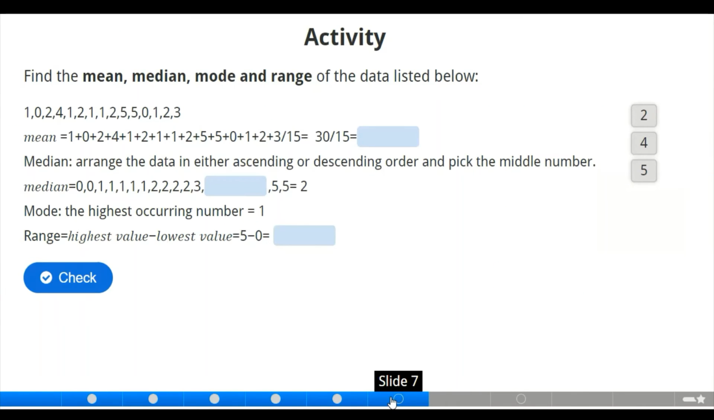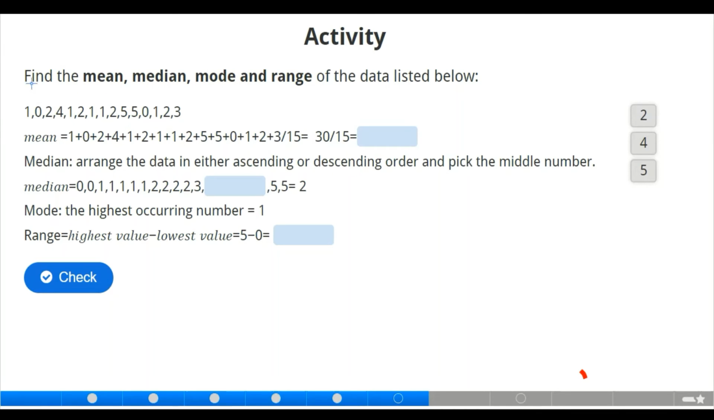Now let's look at the activities that we have here. We are going to be solving this together. That's the data set that has been given to us: 1, 0, 3, 4, 1, 2, 1, 2, 5, 5, 0, 1, 2, 3. First and foremost, we have to find the mean, the median, the mode, and the range of this data set. We are going to be doing that one after the other.